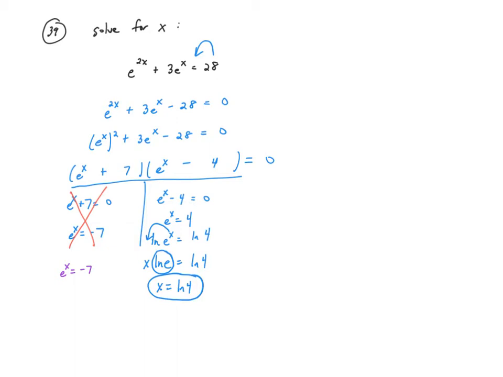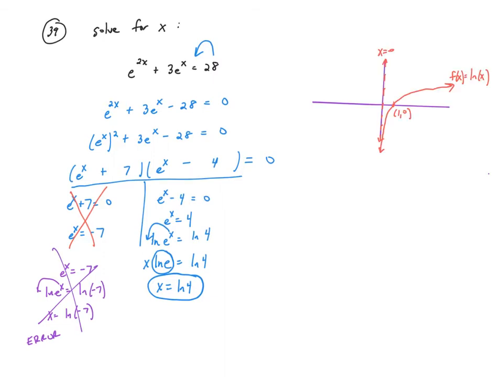Now over on the left hand side, when you got to e to the x equals negative 7, you may not have realized that you can reject. If you didn't realize, then you could ln both sides, do your slide rule, and you'd get x equals the ln of negative 7. If you plug in the ln of negative 7 in your calculator, it'll give you an error. So that's when we could have known that we would have to reject that side.